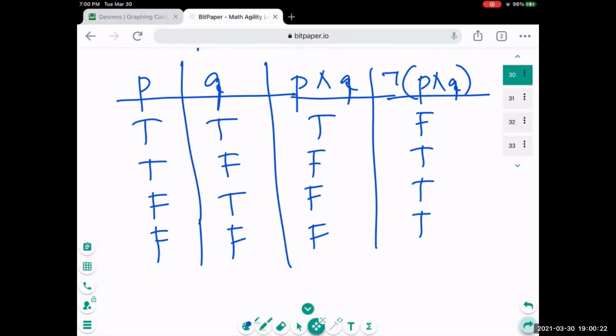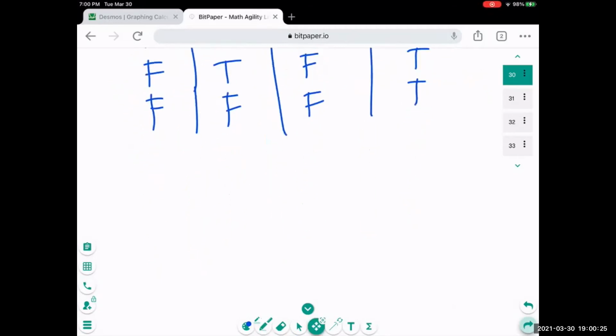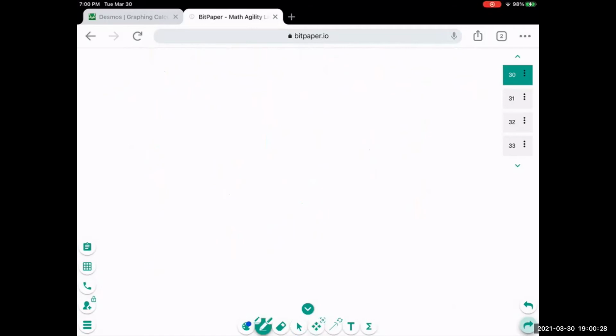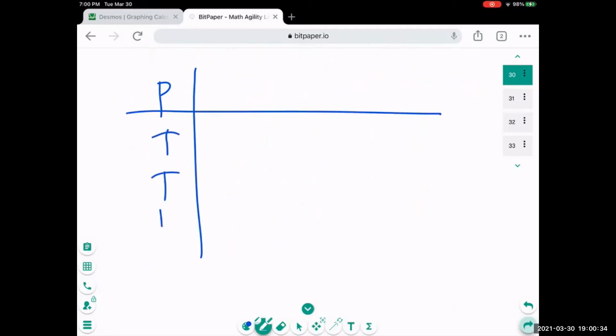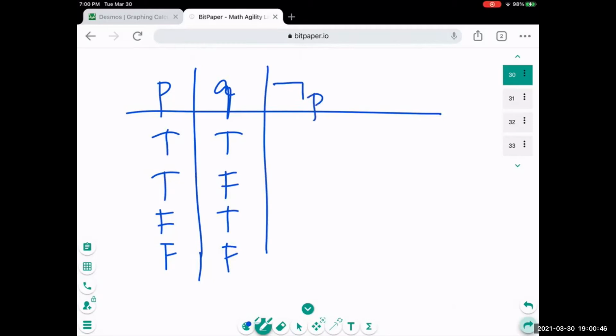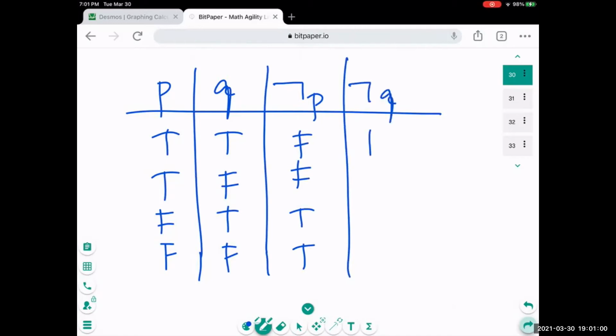Let's create again the truth table, right? So kung meron akong P, true, true, false, false, and then yung Q, true, false, true, false, and then yung negation ng P. Kukunin lang natin yung kabaliktaran ng truth value ng P. So this will be false, false, true, true. Tapos kunin natin yung negation ng Q. So again, this will be false, true, false, true.